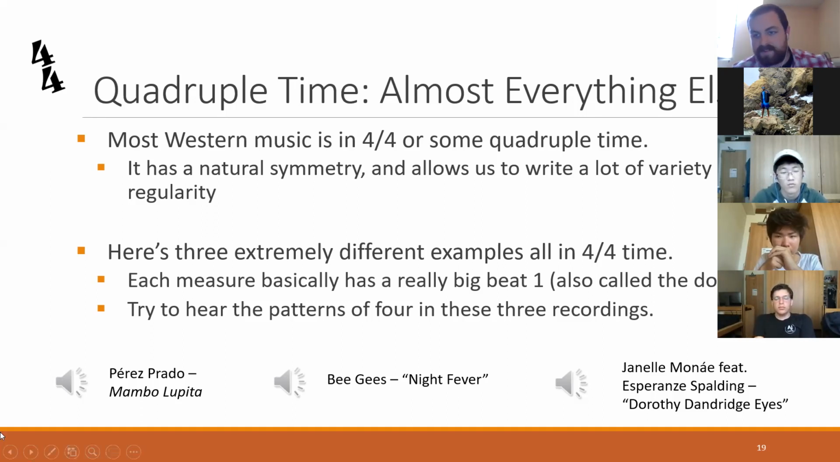And so on, and it continues and continues. Okay, so now something totally different. Here's Bee Gees. Here's some disco, literally. Disco is famous for its 4 on the floor rhythms. So listen for the drums in particular.